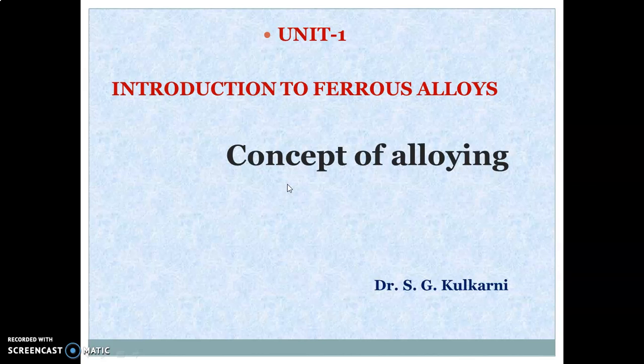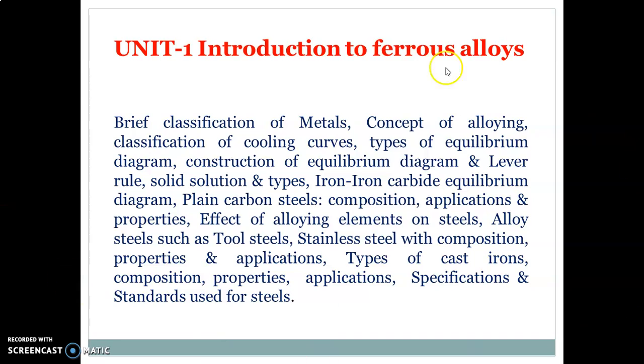In previous lectures we have seen the introductory part of this chapter, introduction to ferrous alloys. Coming to this part of the syllabus, the brief classification of metals is completed. Inside that we have seen the two broad categories of ferrous and non-ferrous, and also the types of ferrous and non-ferrous alloys: carbon steel, alloy steel, and in non-ferrous various types of alloys, from those having low melting points to the refractory metals and their alloys. So that part we have completed in the classification of metals.